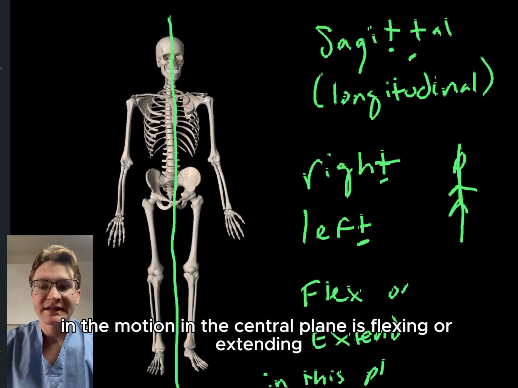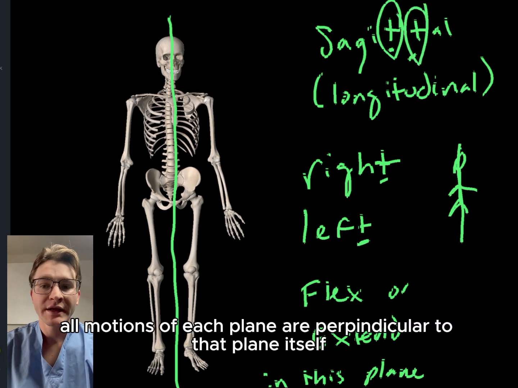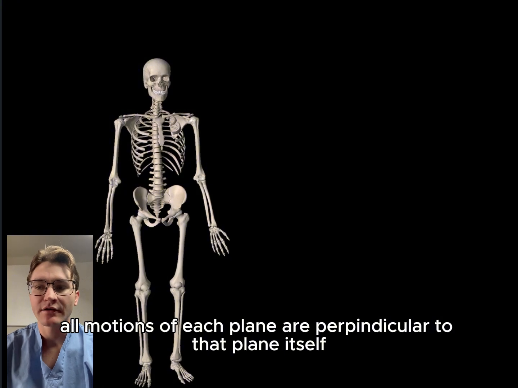And the motion in the sagittal plane is flexing or extending. All motions of each plane are perpendicular to that plane itself.